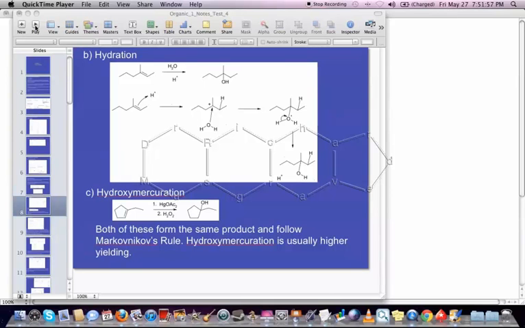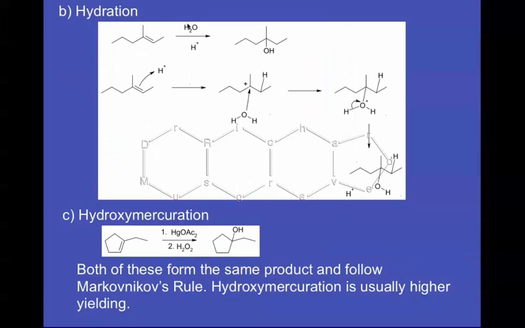When we're looking at hydration, we're using H2O and H+, and the same rules are followed here as was followed when we were looking at the hydrohalogenation. So the H+ will add to the double bond, the plus will end up on the most substituted carbon, and the H will end up on the other side of the double bond. So the H goes here, the plus goes here.